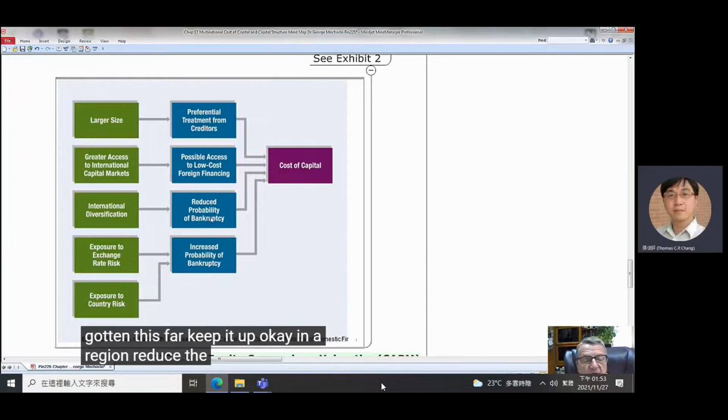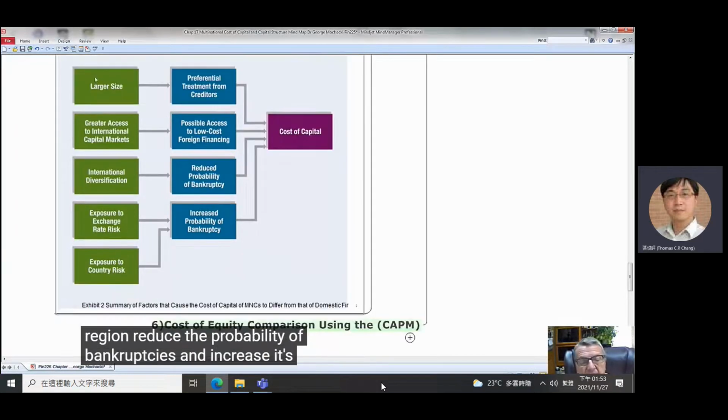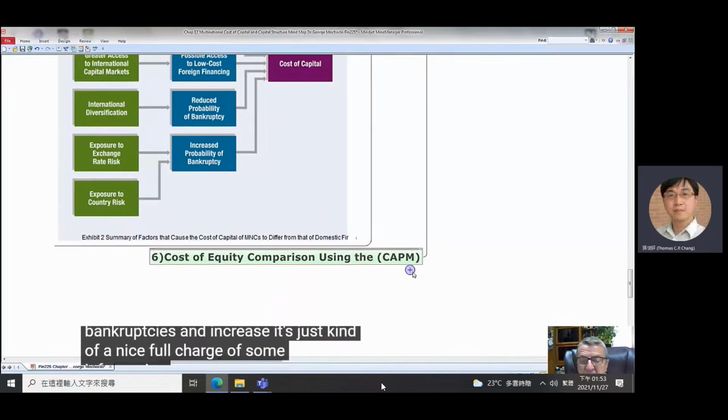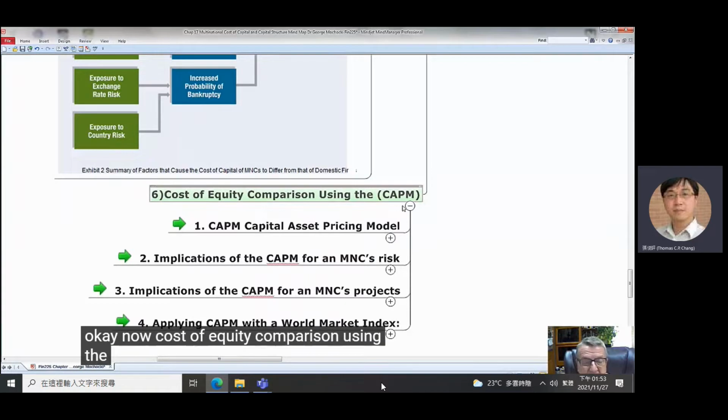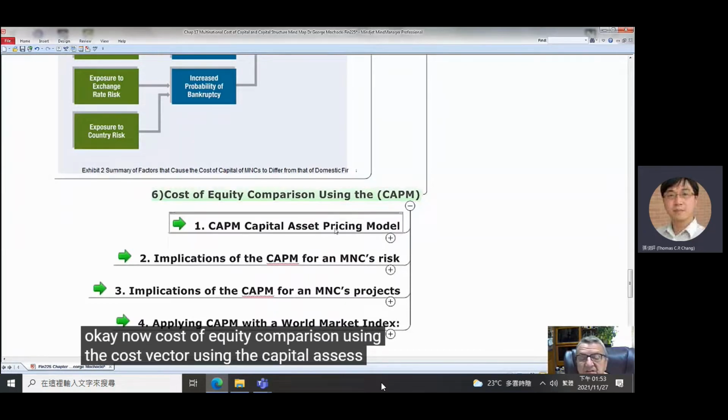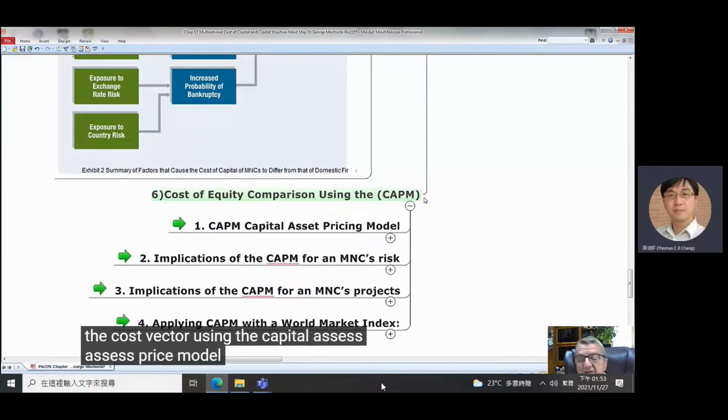And a reduced probability of bankruptcy. It's just kind of a nice flow chart that gives you some information. Okay, now cost of equity comparison, using the cost of equity with the capital asset pricing model.